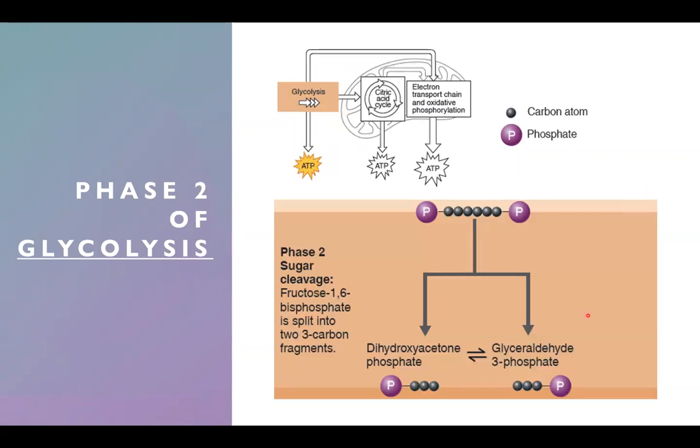Phase 2 of glycolysis is what we call sugar cleavage. So now we'll actually take this molecule and cut it in half, or cleave it. We take the fructose 1,6-bisphosphate and split it into 2 3-carbon fragments.